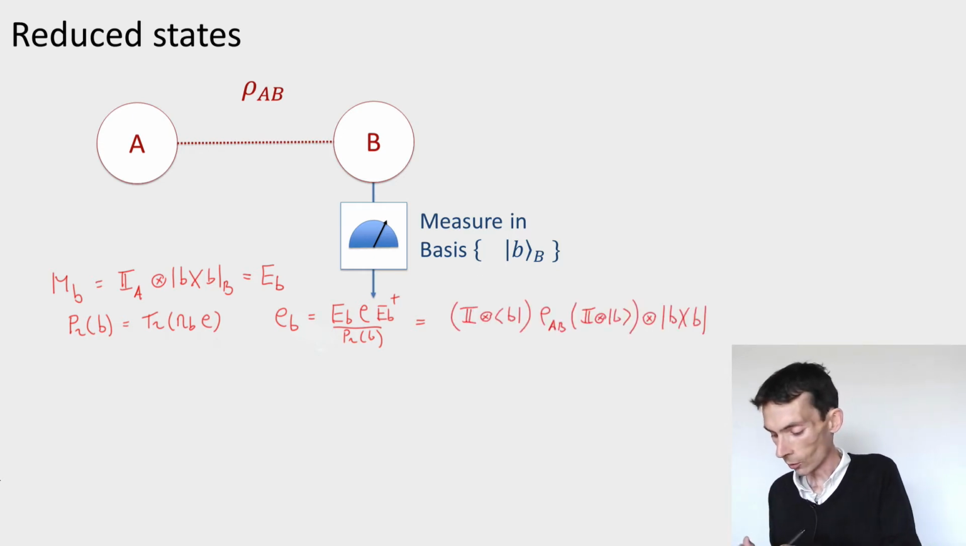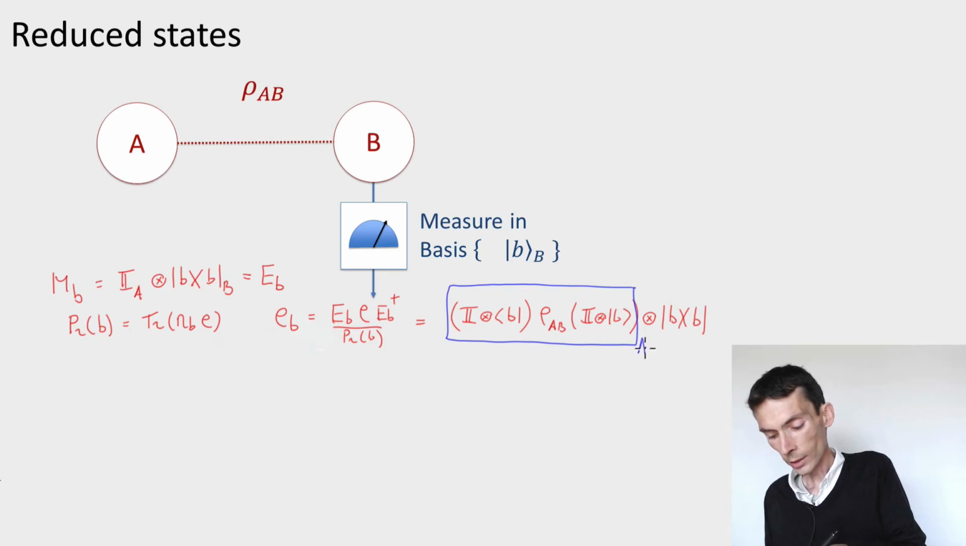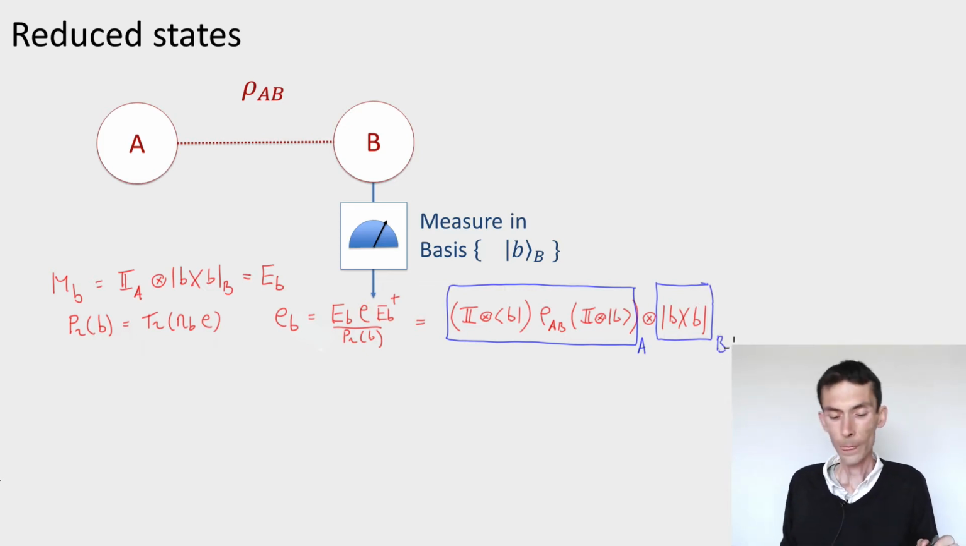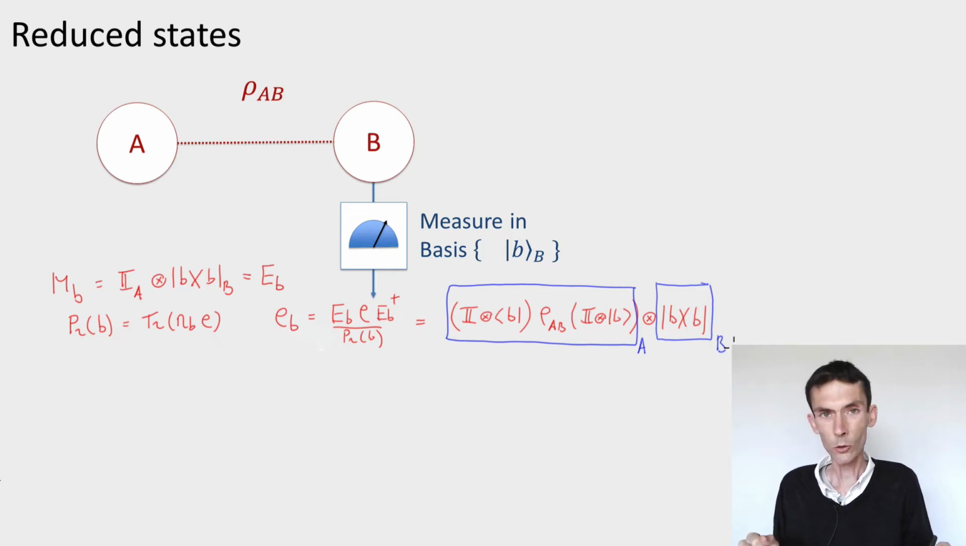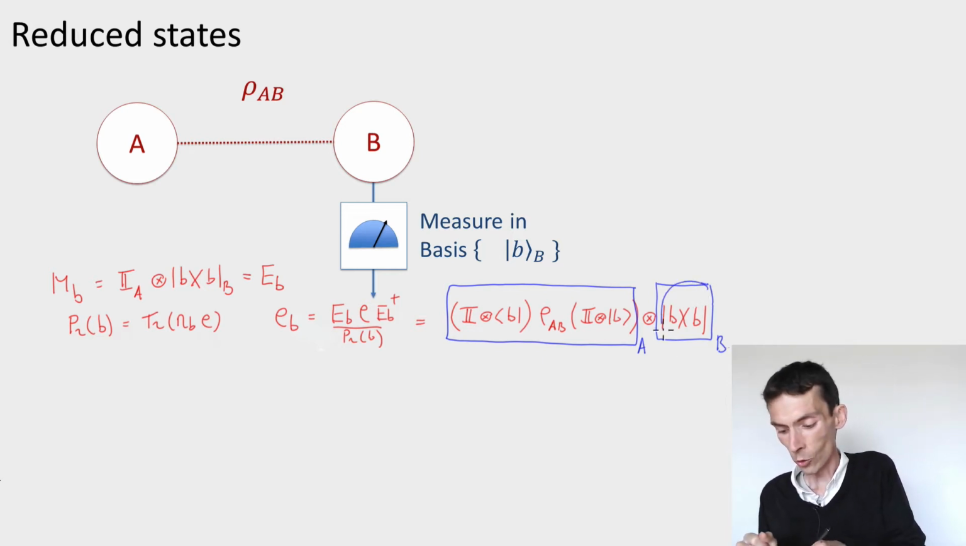So it's made of two parts. The first part is only on system A, and that's the post-measurement state on A only, conditioned on having obtained the measurement outcome B for the B system. What's important about this state is that it's a tensor product state. And of course it's a tensor product state because I performed a complete measurement in the basis of the system B, so I know that B is projected to a pure state, the pure basis state associated to the measurement outcome that I obtained. So that's what's going on here.